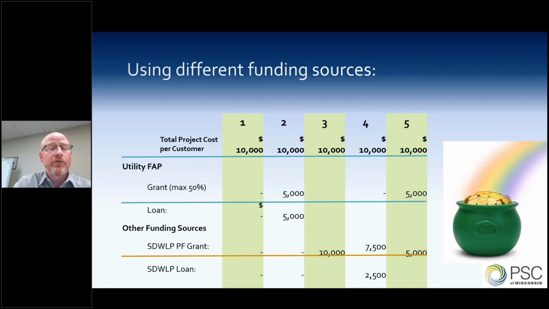So they could do a $5,000 grant to match the $5,000 principal forgiveness money for the total cost of $10,000, meaning no cost to the landowner. I know that's a little bit confusing, but the way the statute is written is that the grant is 50% of the total customer cost. We consider that to be the cost of the replacement before any funds were applied. In this case, it's $10,000.